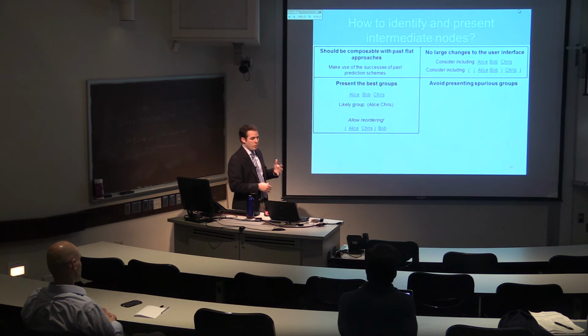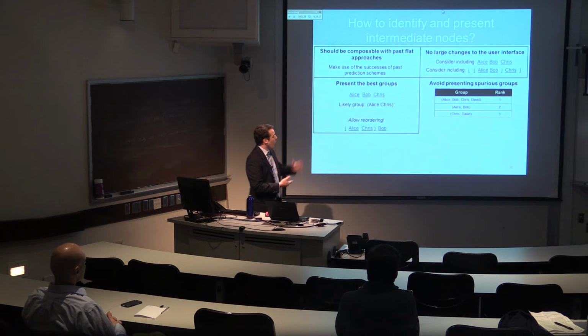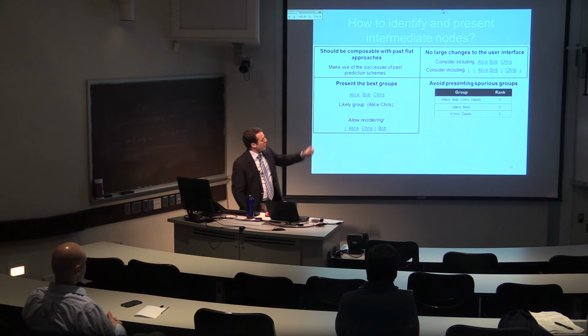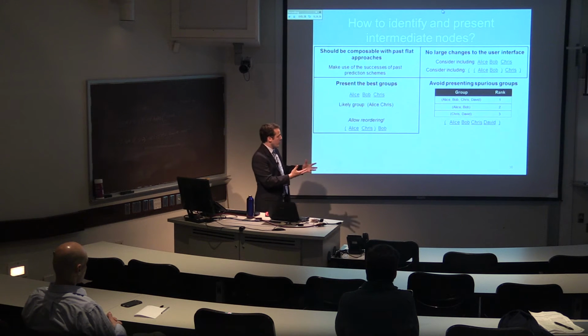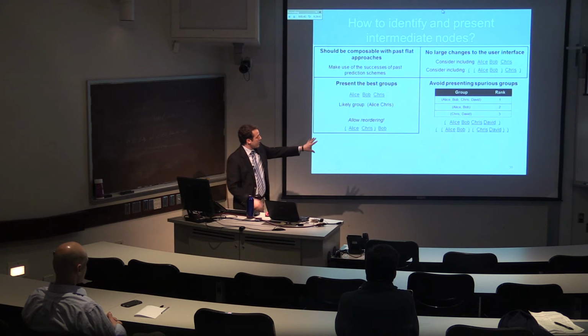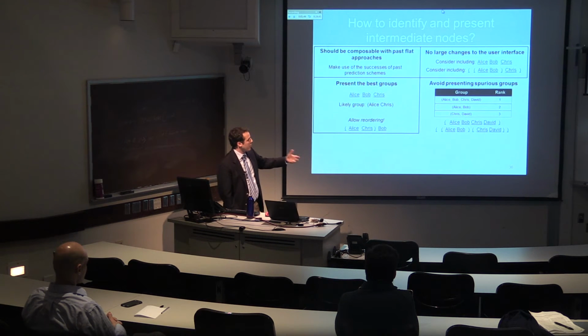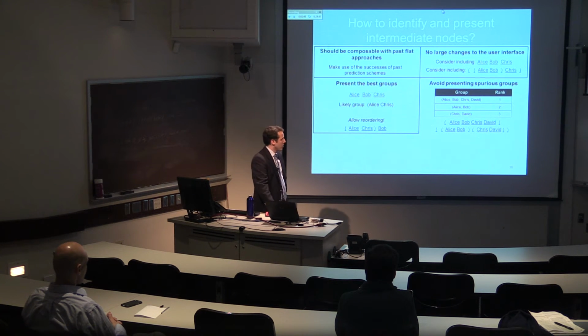We also want to avoid presenting spurious groups. So if we have some ranked groups, and the top ranked group is some large group Alice, Bob, Chris, and David, and its subset groups are much lower ranked, we may not want to present those lower groups. If we just present the large group, it's relatively easy to scan, but adding these extra possibly spurious groups makes it much more difficult to scan. Because they're less likely, we don't want to present those.